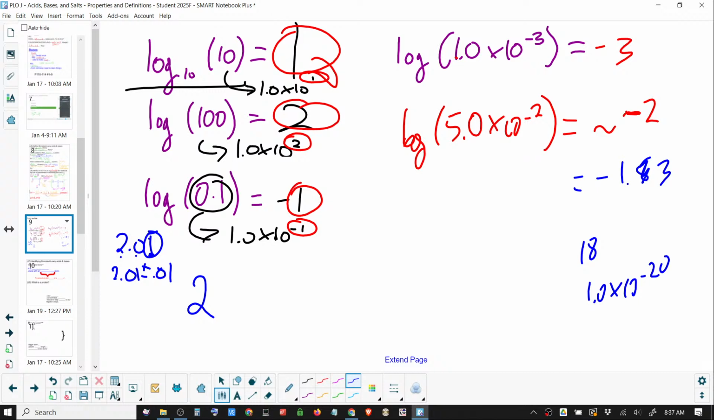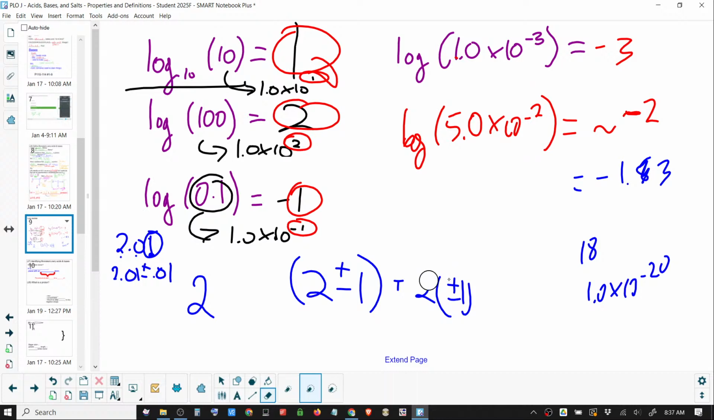So if someone gives you a measured value of 2, then it's 2 plus or minus 1. So 2 plus or minus 1 plus 2 plus or minus 1. Sorry, bracket's wrong there.